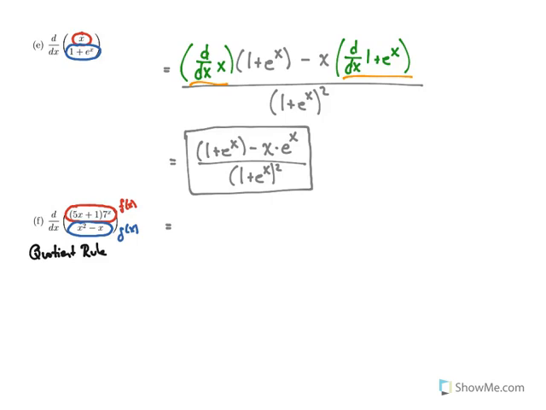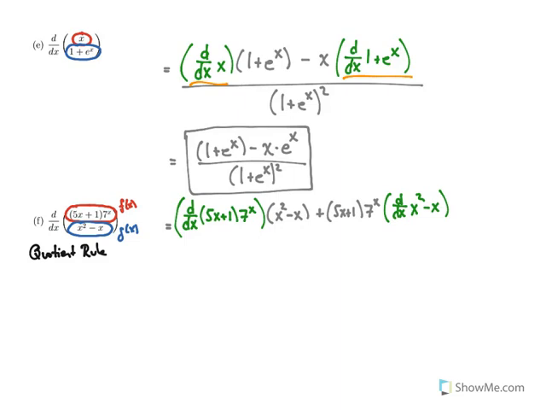This says that we are going to take the derivative of the entire top function, and I'm not going to try to do that yet. I'm just going to write down the derivative of the top times the bottom plus the top times the derivative of the bottom all over the bottom squared.